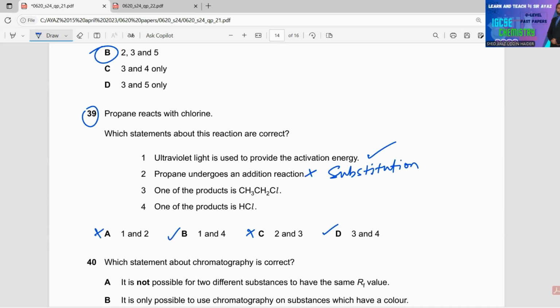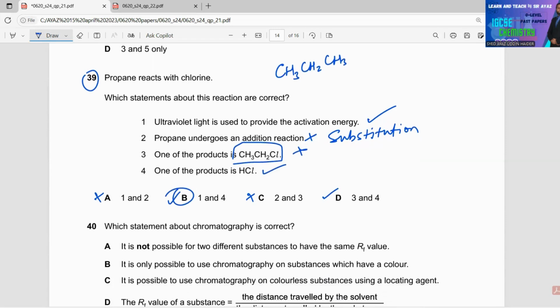3, one of the products is CH3CH2Cl. The formula for propane is CH3CH2CH3. So you can't get this CH3CH2Cl. So this is also incorrect. Number 4, one of the products is HCl. So we have 1 and 4 as correct statements. So B must be the right answer in this case.